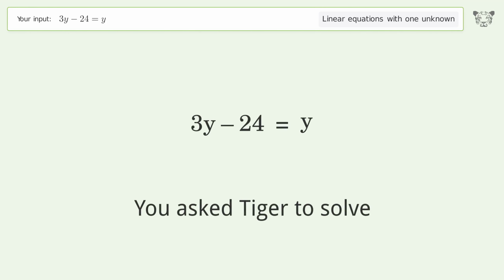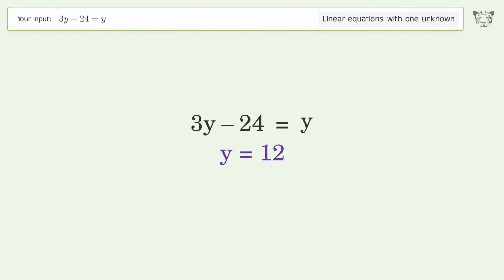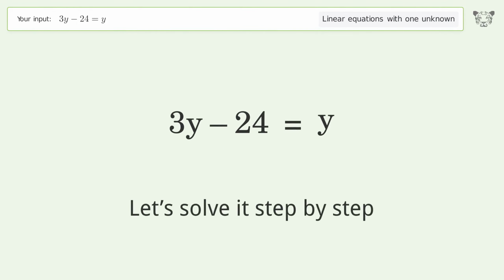You ask Tiger to solve. This deals with linear equations with one unknown. The final result is y equals 12. Let's solve it step by step.